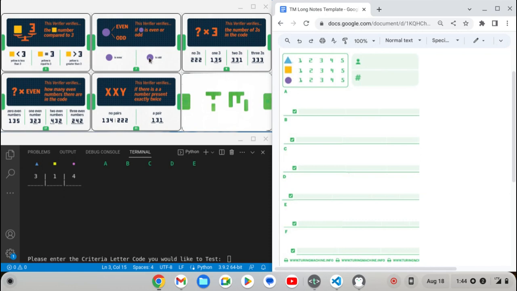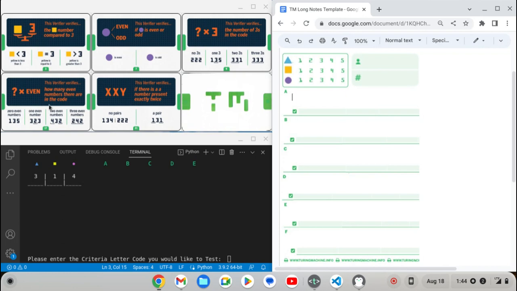Criteria card B looks at our last digit, the circle digit, and the Turing machine will let us know whether its value is an even digit or an odd digit. Criteria card C will look at the 3-digit solution and will let us know how many of those digits are 3. Should there be no 3s, a single 3, perhaps 2, maybe even all 3 are 3.